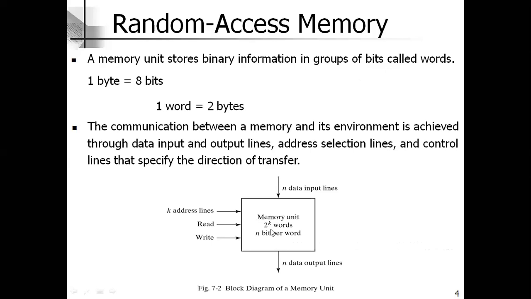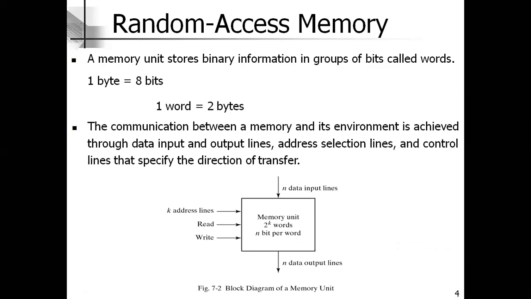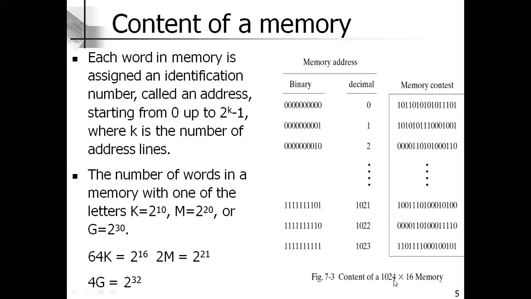Here 2 power k words. A memory unit can contain 2 power k words. We will assume that k is 10, that is 2 power 10. N bits per word, N is nothing but 16. So that's why we represent it like this: 1024 by 16 memory. That means in the memory unit, totally 1024 words are there. Each and every word can contain 16 bits. Is this statement 1024 by 16 memory clear?